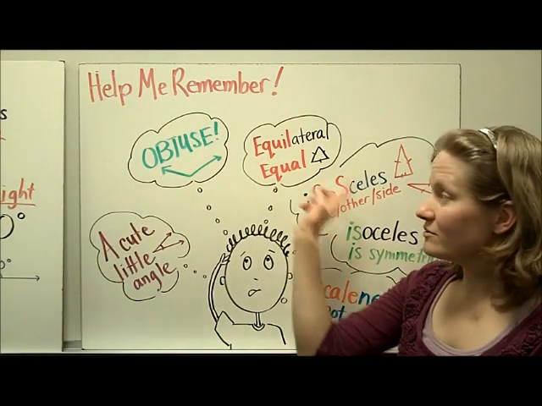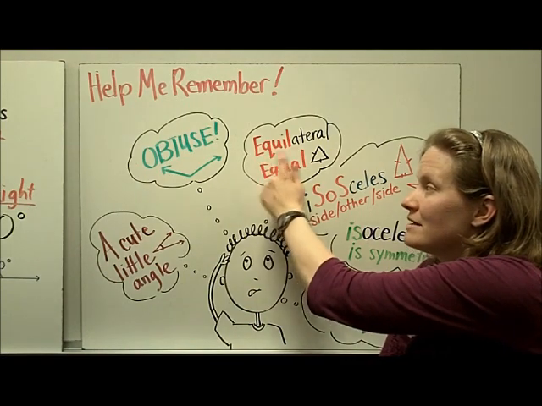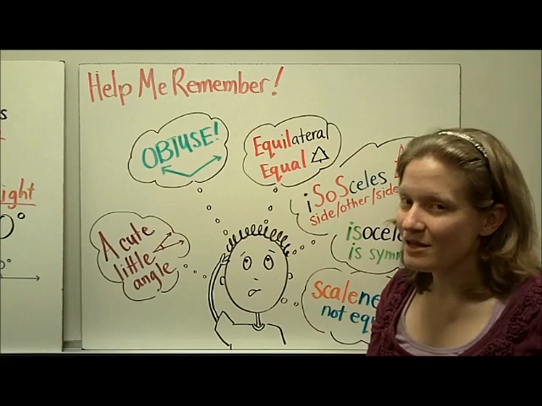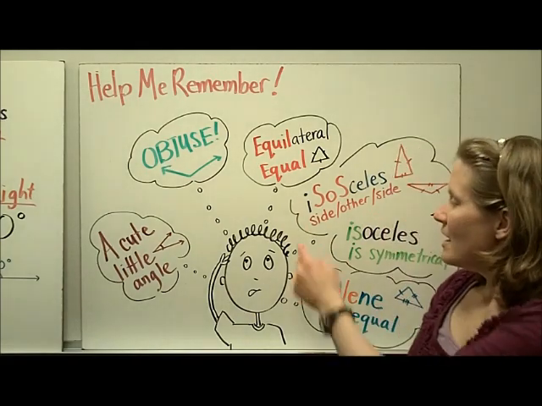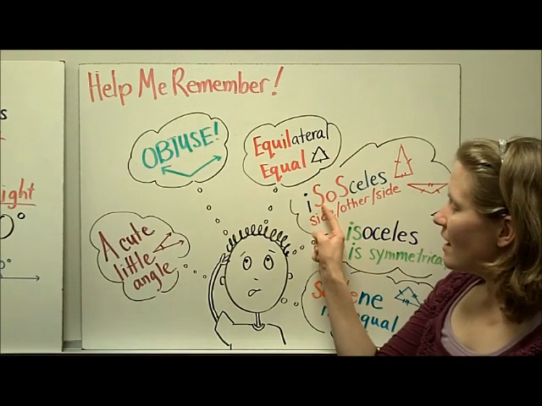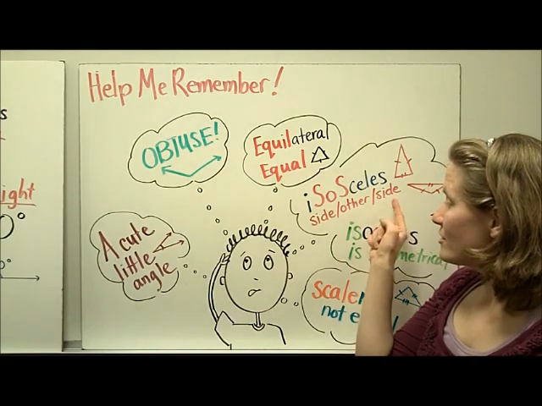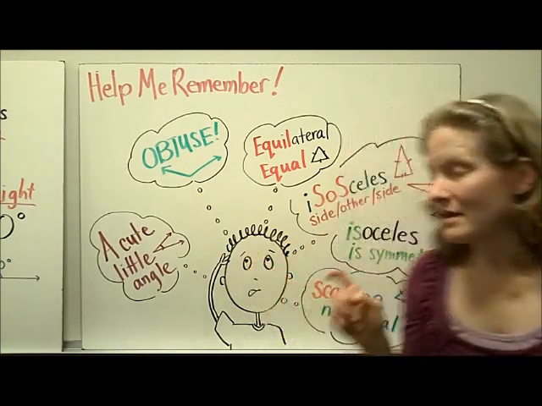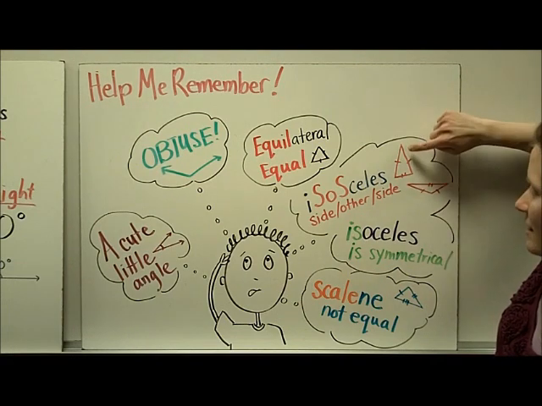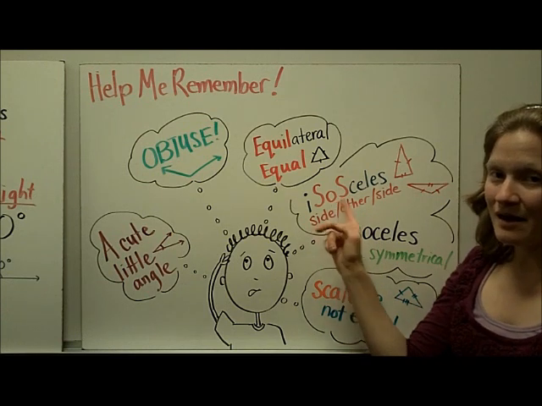When we talk about triangles by their sides, an equilateral triangle almost has the word equal in there, and that tells you that all sides are equal. So that's a pretty easy one to remember. The isosceles, I found two tricks that might help you. The SOS in isosceles, you could think about side, other, side, to show that it has a side, another side that's different, and a side that's equal to the first side. So two equal sides and one different side.